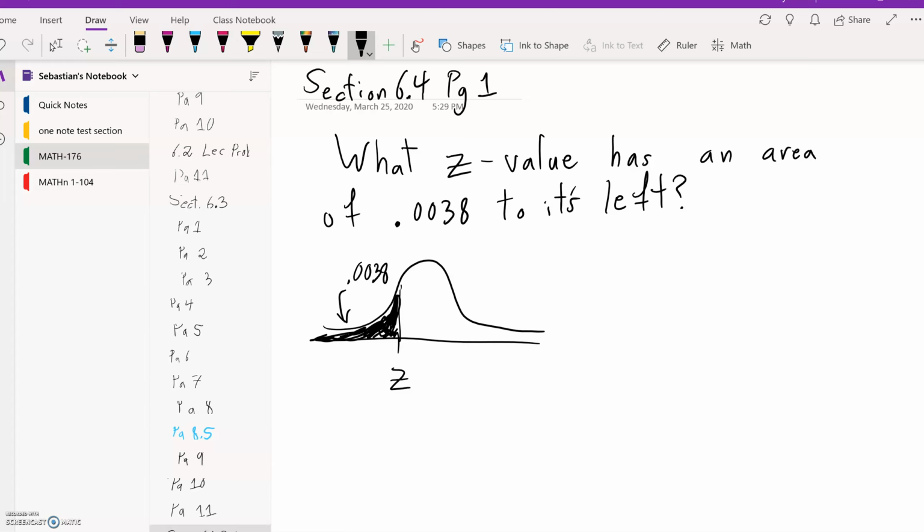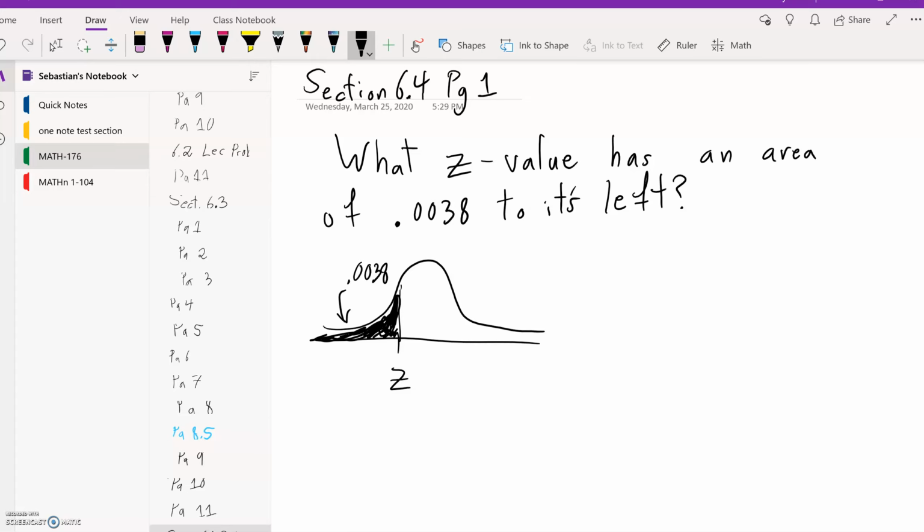This question is not like the problems we encountered in 6.2 and 6.4. In those sections, we were looking for area to the left or to the right of some value, or area between two random variable values, or it was asking us probability questions, right? This question is not asking you anything like that. This is asking you for a value of a random variable associated with area.